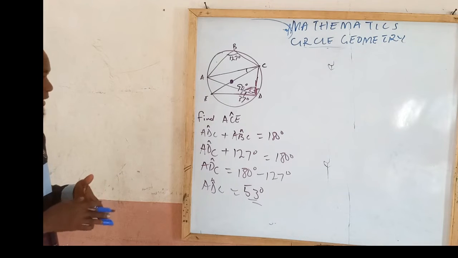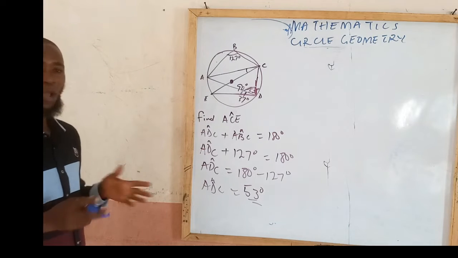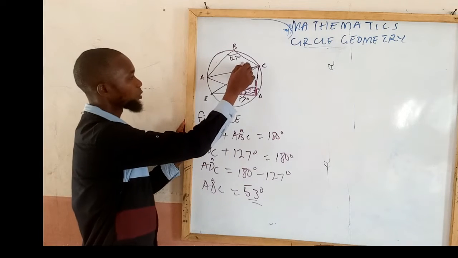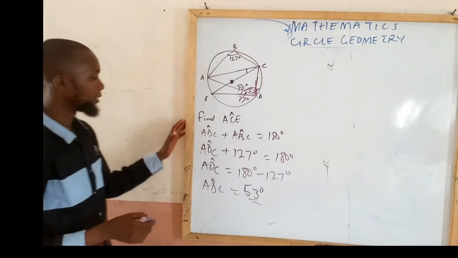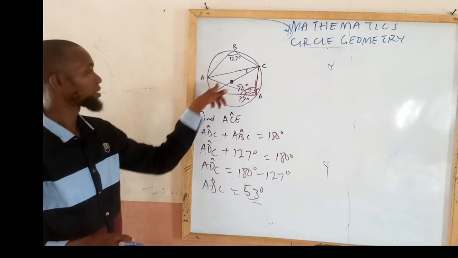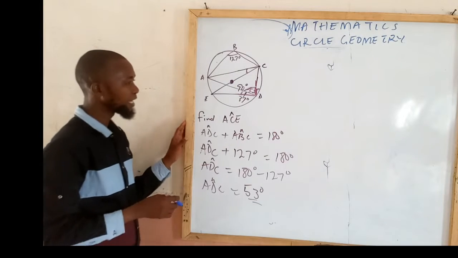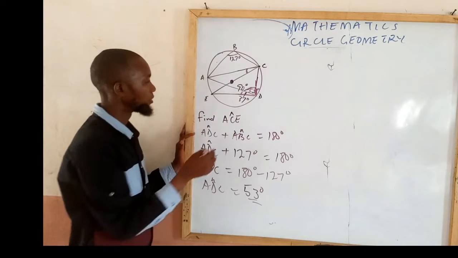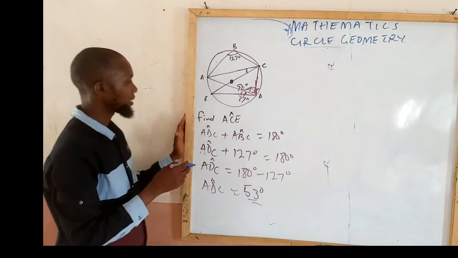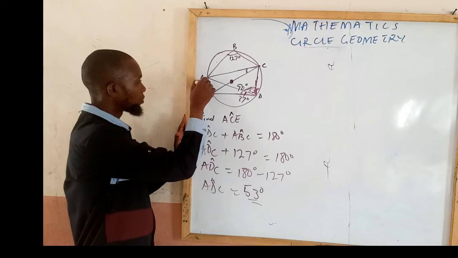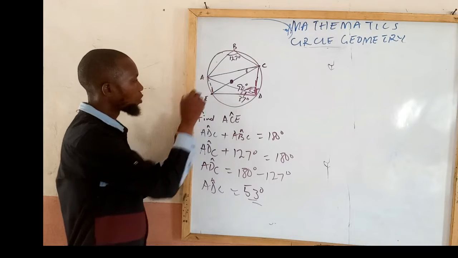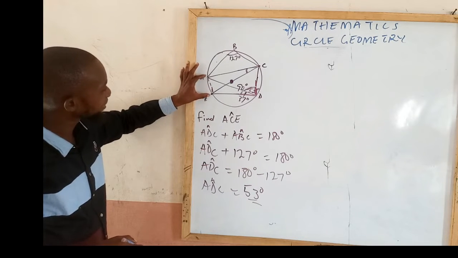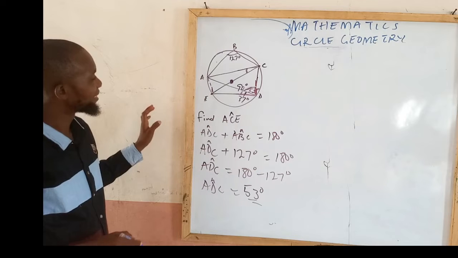Now that we've applied them, let's go back to what we are asked to do. What we are asked to do is to find this angle ACE. So to find angle ACE, let's see where we have it. Our angle ACE is on this chord AE. Do we have any other angle that is also resting on this chord AE?